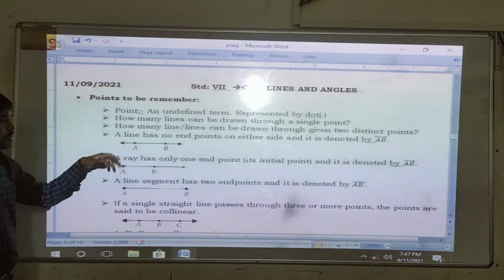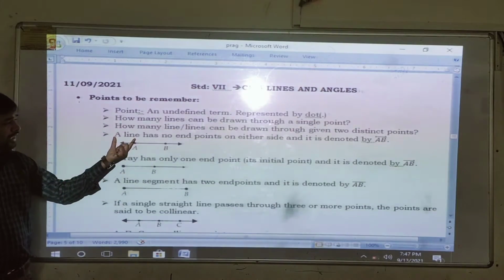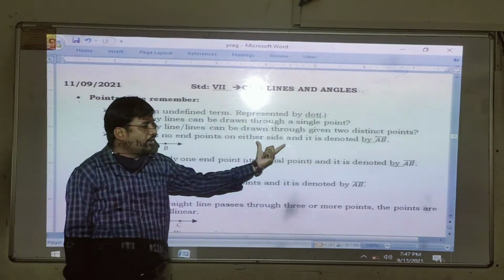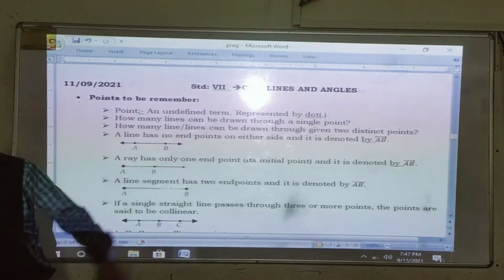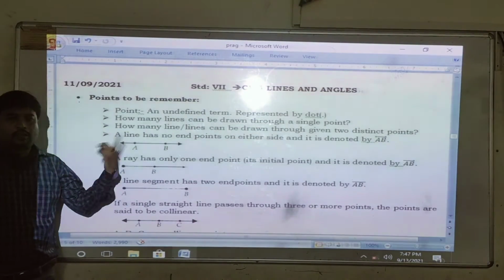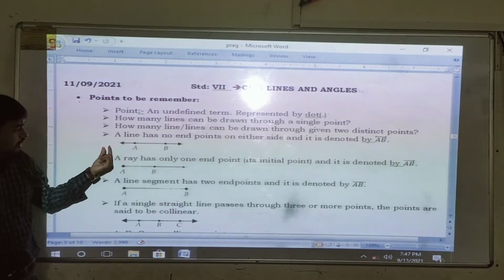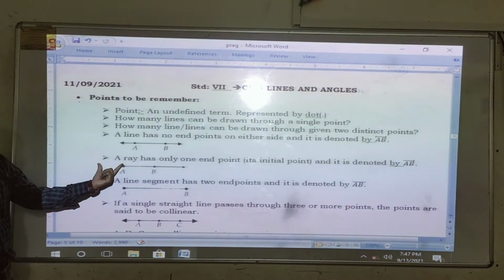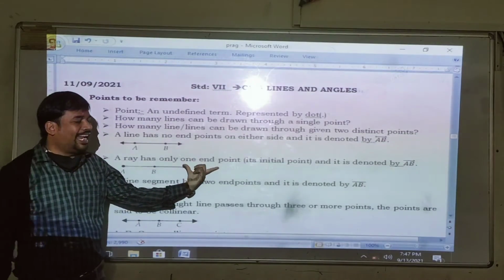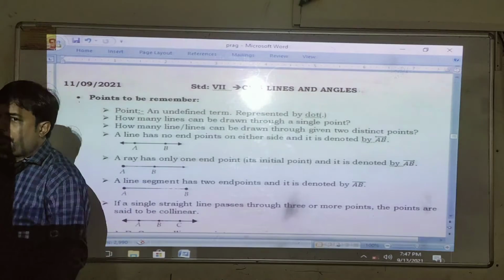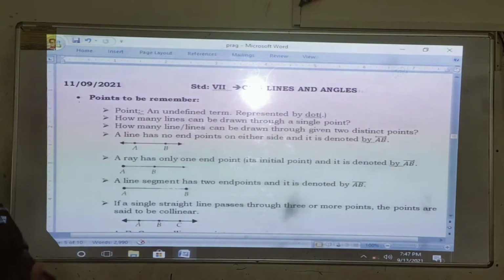Then we have learned about what a line is. So we can say that a line has no endpoints on either side, and it is denoted by a symbol with arrows on both sides. We cannot measure it since it is running in both directions, right? Then a ray. A ray has only one endpoint. We can also call it the initial point. Initial point means starting.